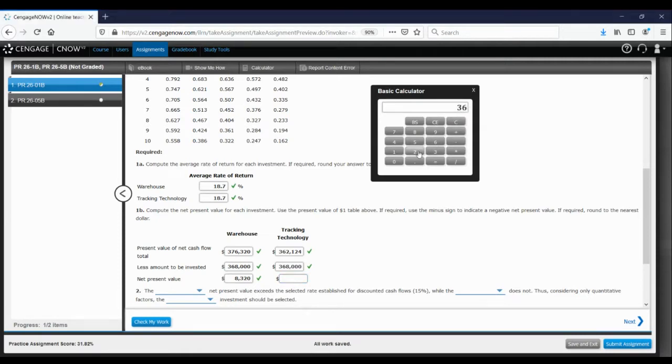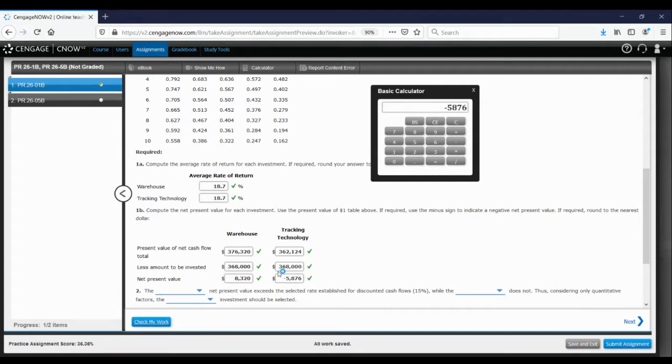The total present value for our tracking technology is 362,124. I'm going to subtract out what it's going to cost me, which was 368,000. What I have here is a negative net present value amount. So I'm going to put it in as minus 5,876. And that's my net present value of the tracking technology.